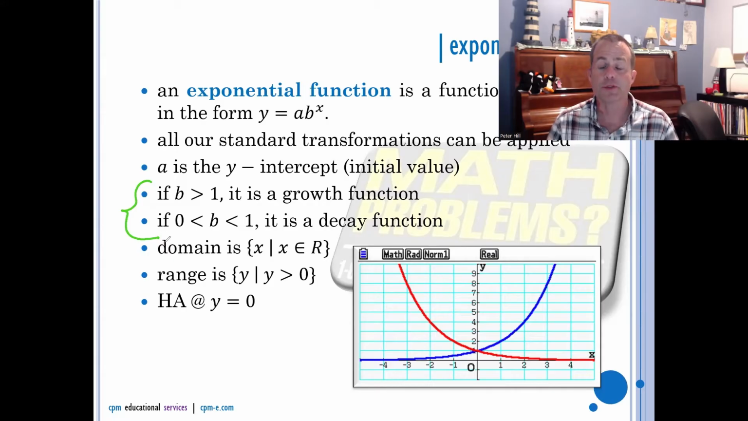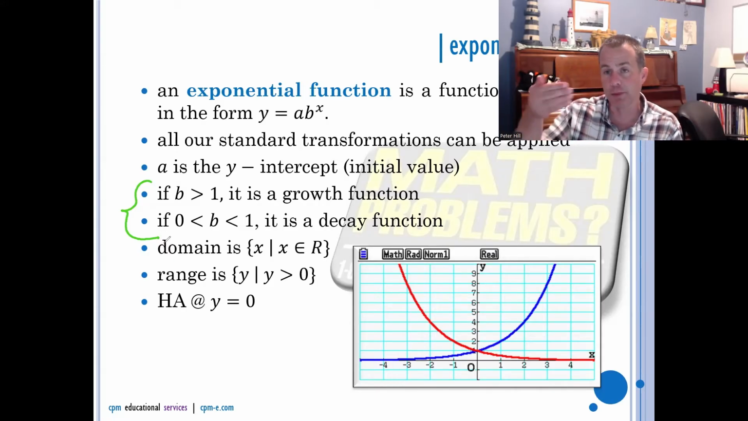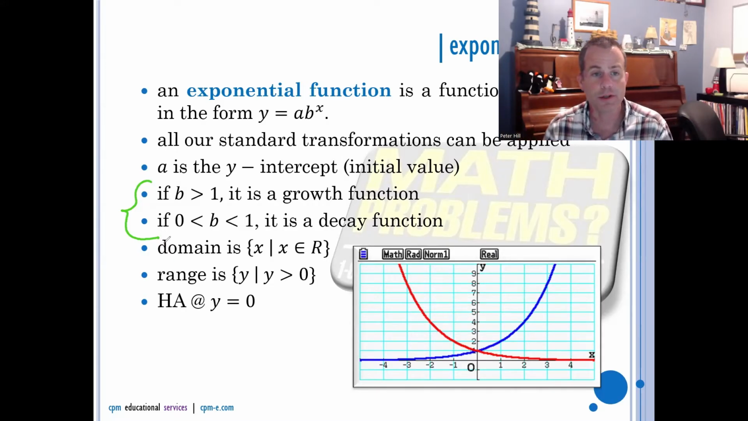When you compare the graphs at the bottom of the screen, the blue graph would be a b value that is greater than 1, so it's a growing graph. And the red graph would be a b value that's somewhere in between 0 and 1. The b value can't be 1, because think of it, it's the rate. What's 1 to the 7? What's 1 to the 10? What's 1 to the 18 billion? It's always just going to be 1. It's just going to be a flat line. So that doesn't actually produce an exponential graph.